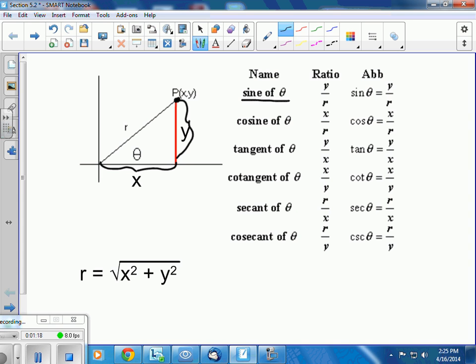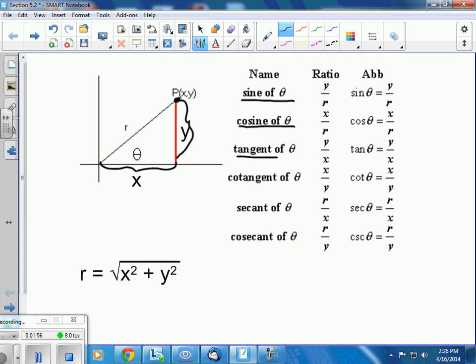The sine of theta, theta being the angle, is a ratio which compares y over r. In other words, the height in red compared to the hypotenuse r. We abbreviate it as the sine of theta is equal to y over r. The next trig function is the cosine of theta. The cosine of theta is the ratio of the side of the triangle x to r, the hypotenuse. And again, the abbreviation is there for you.